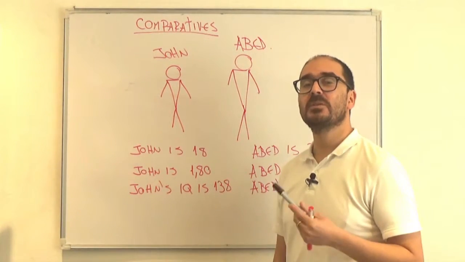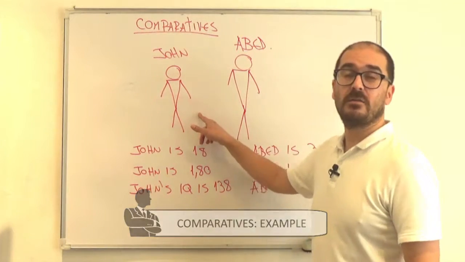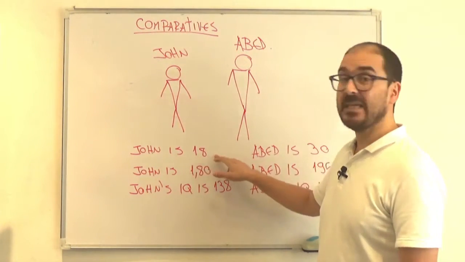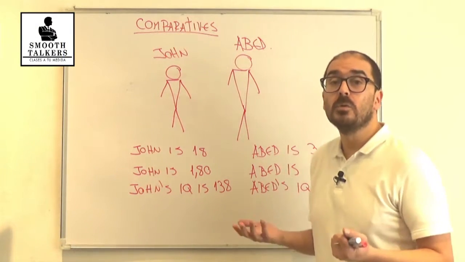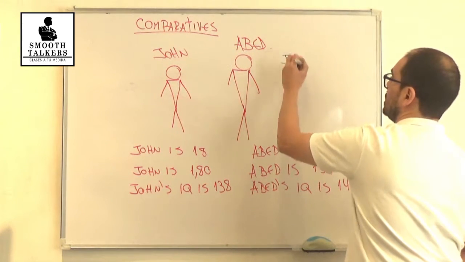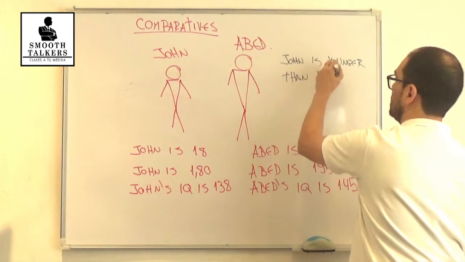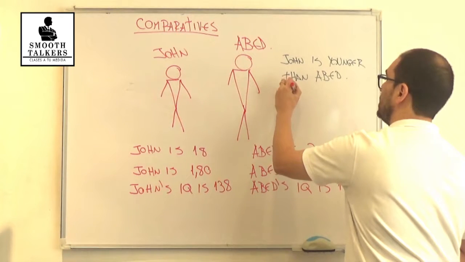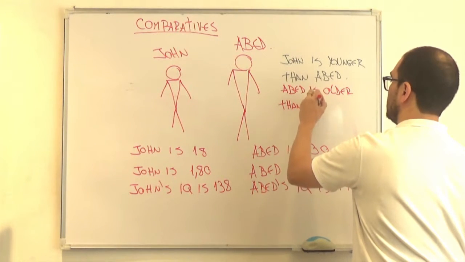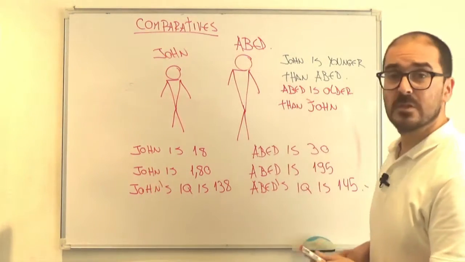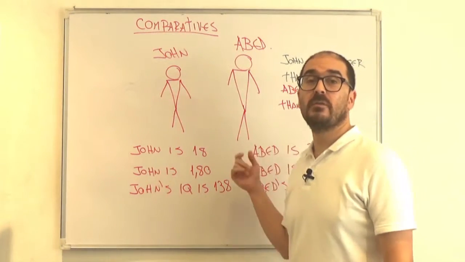Now we're going to illustrate how to use the comparatives, and on purpose, of course, we're going to run into a little bit of a problem. Okay, so let's take a look at this. We have John and we have Abbott. John is 18, all right? And Abbott is 30. So if we use short adjectives like young and old, we can say this. John is younger than Abbott. And we can also say that Abbott is older than John. All right, there we go. So far so good, right? John is 18, so John is younger than Abbott, and Abbott is 30, so Abbott is older than John.